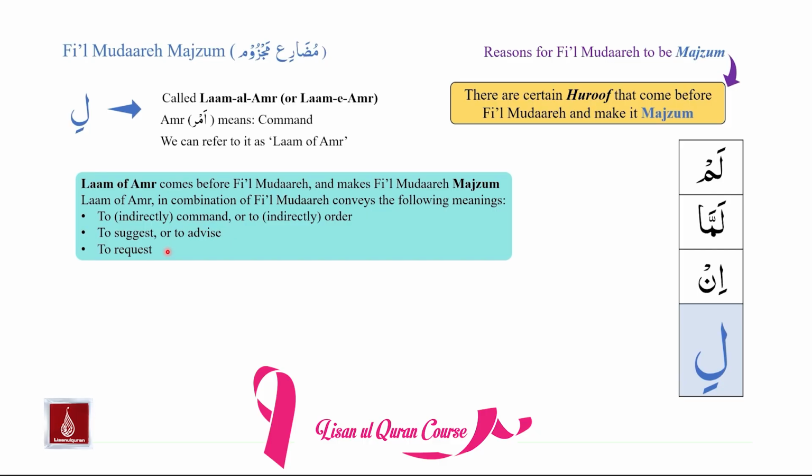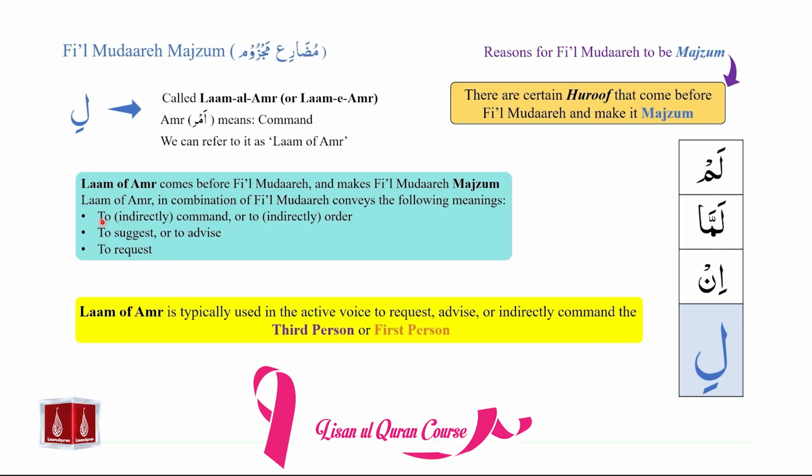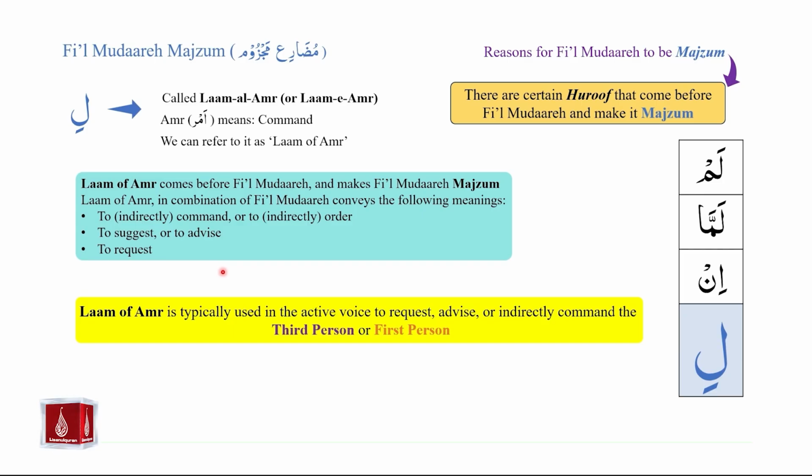Please note the following very important aspect of laam of Amr. Laam of Amr is typically used in the active voice to request, to advise, or to indirectly command the third person or the first person. So once again, laam of Amr is typically used in the active voice to request, to advise, or to indirectly command the third person or the first person.